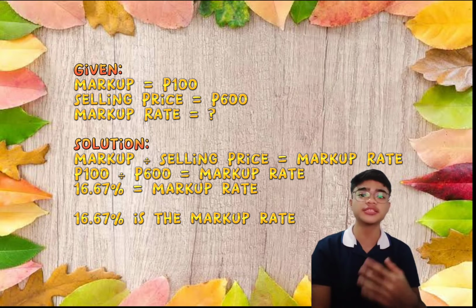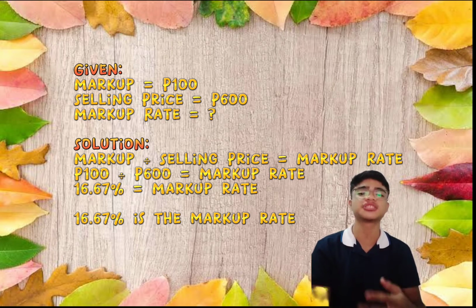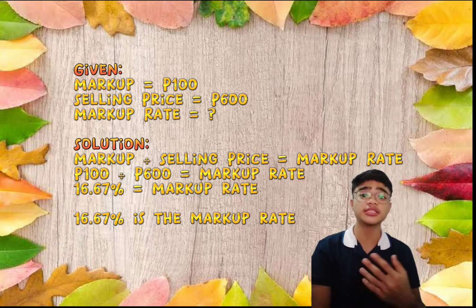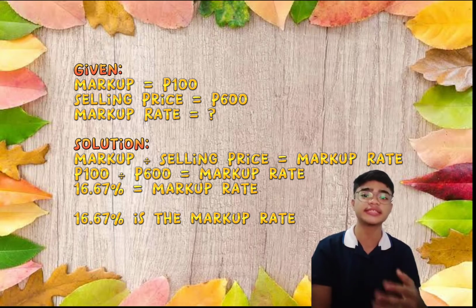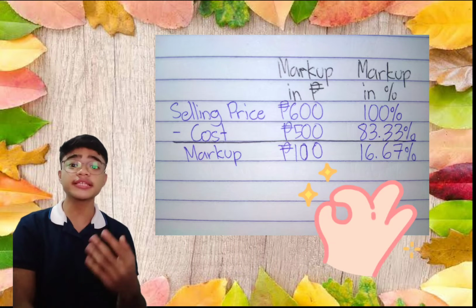Since we got the markup, we can now compute the markup rate based on the selling price. So to compute it, we have to divide the 100 pesos markup by the 600 pesos selling price. We then get a result of 0.1666 or 16.67%. If we summarize the relationship, this is what we get.